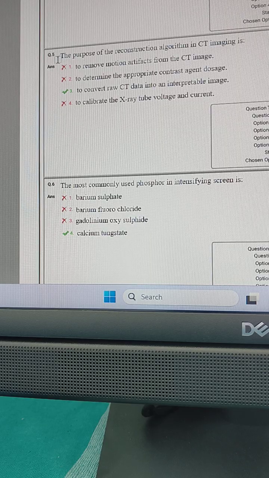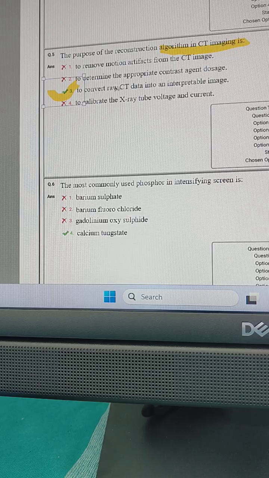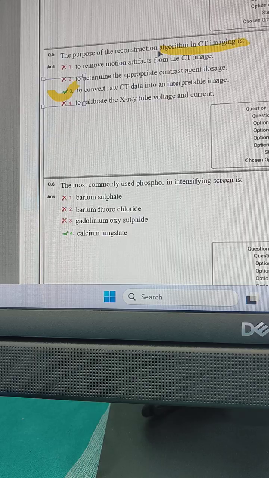Question: what is the purpose of a reconstruction algorithm in CT imaging? The correct answer is 3: convert raw CT data into an interpretable image. Removing motion artifact is not the job of a reconstruction algorithm, determining the appropriate contrast agent dose is not, and evaluating X-ray tube voltage is not. The correct answer is C.